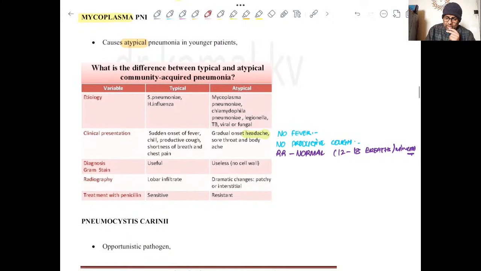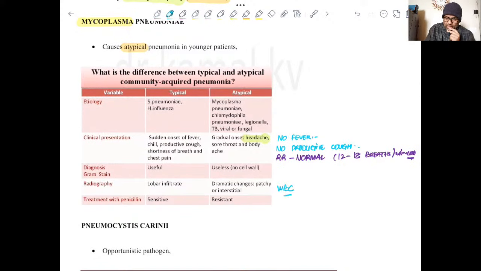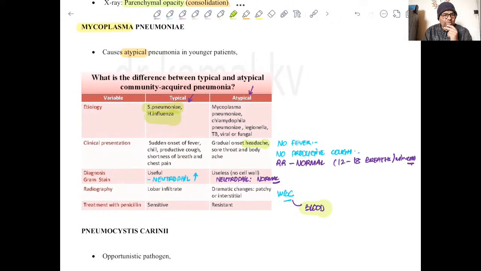And again, if you look for WBCs, here we will find neutrophil count increased, but here neutrophil count will be normal on blood test. So this is again quite interesting that pneumonia is there, but it is not having those typical features which we see with pneumococcus or H. influenzae. So that's why I thought of keeping it here. Please remember Mycoplasma pneumoniae for atypical pneumonia.